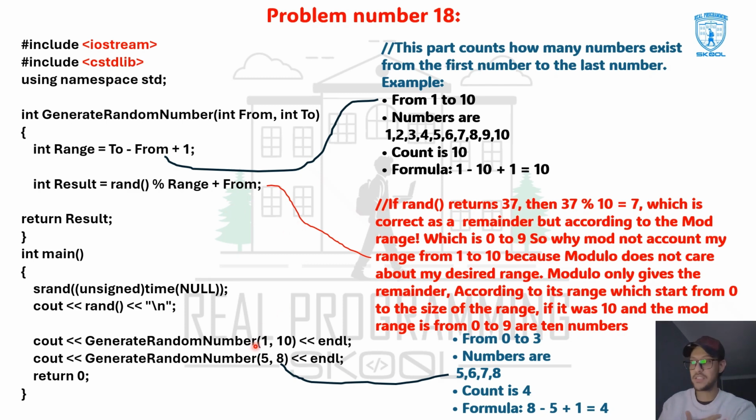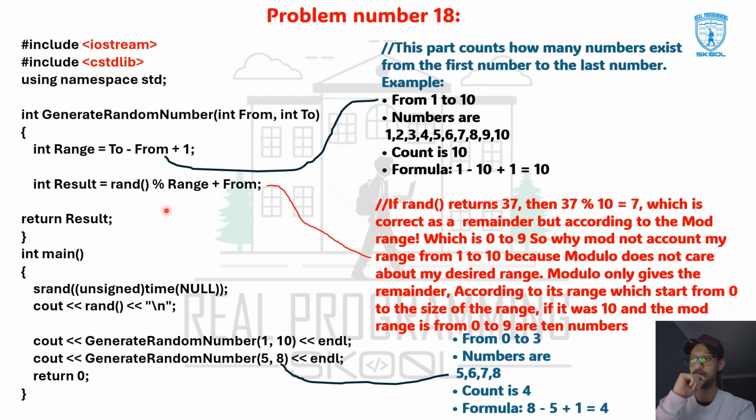And if my range starts from 0 to 10, I will not need to use plus from, because the modulo range also starts from 0 to the size of the range. Take these numbers: I have 10 numbers, but starting from 0. So I count for you: 0, 1, 2, 3, 4, up to 9. It gives you 10 numbers, but starting according to its range.